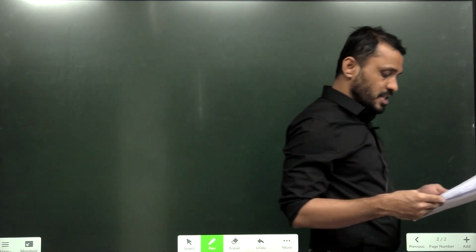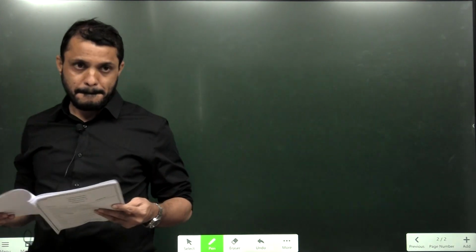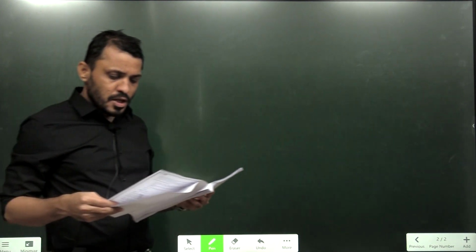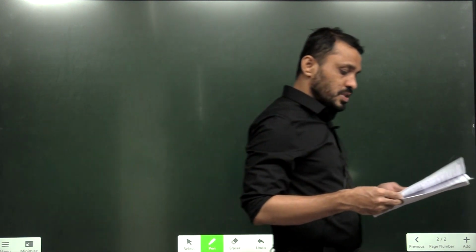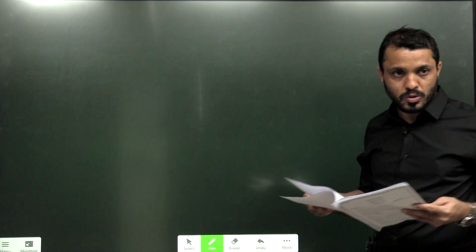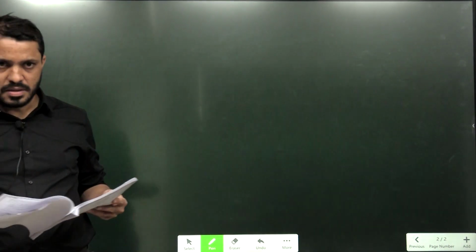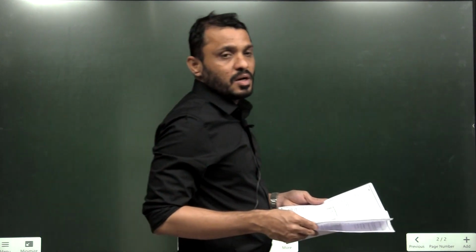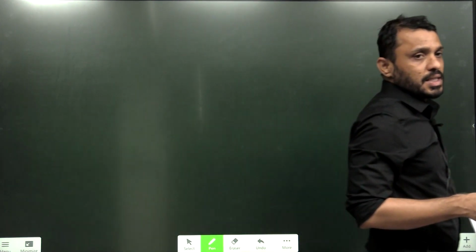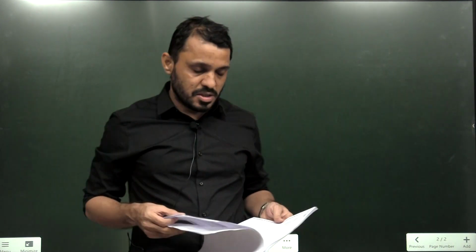Next, 97. 104th Constitution Amendment Act. What is your answer? A. Through the 104th Constitution Amendment Act 2019, the nomination of Anglo-Indian community members in Lok Sabha and Assembly has been removed. Right? Assembly also removed, because it is about Article 334. Article 334 says that the SC/ST reservation and Anglo-Indian community reservation will be reviewed every 10 years in both Lok Sabha and Assembly.